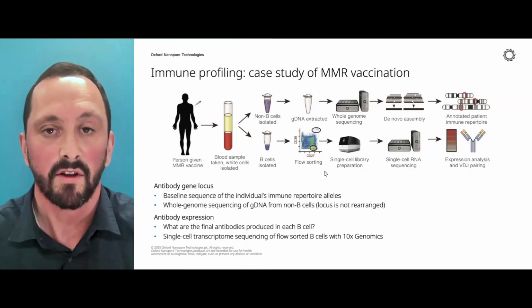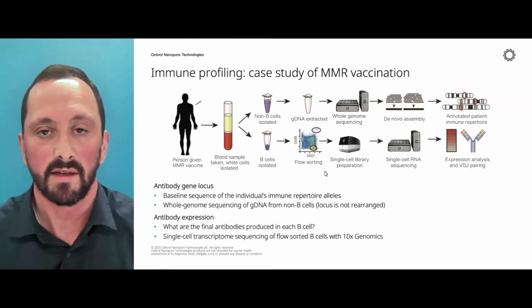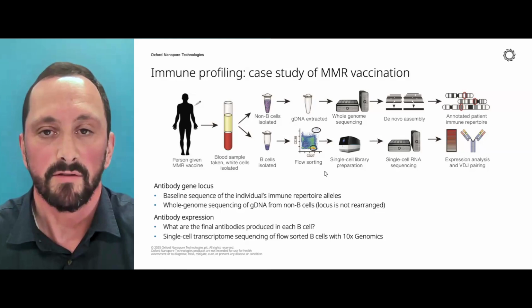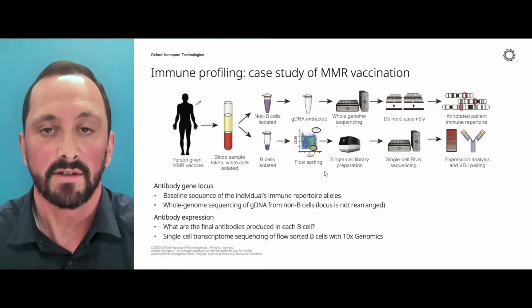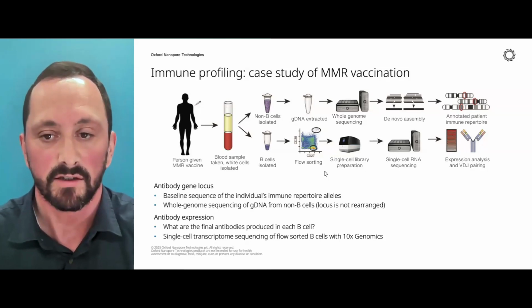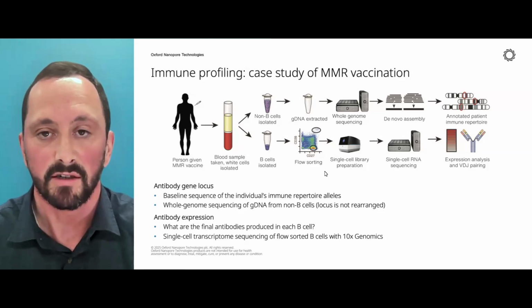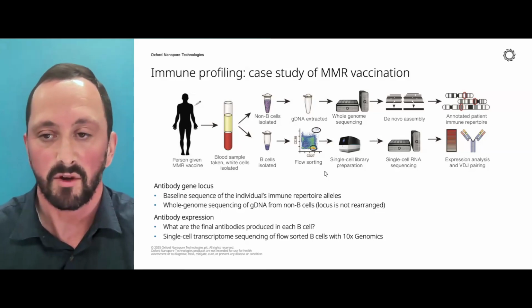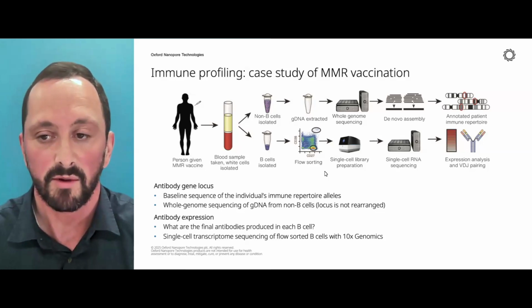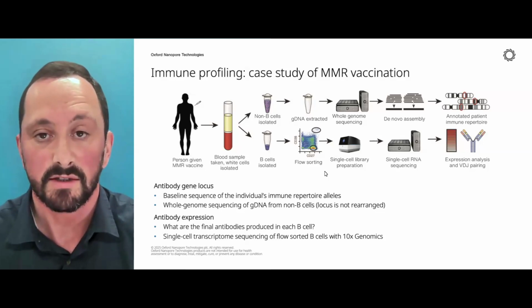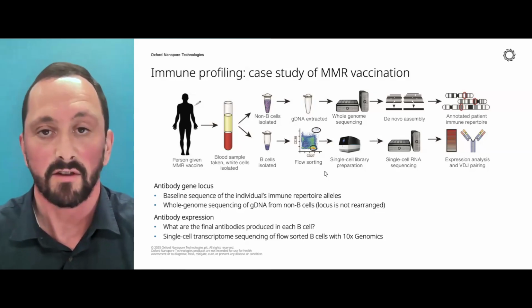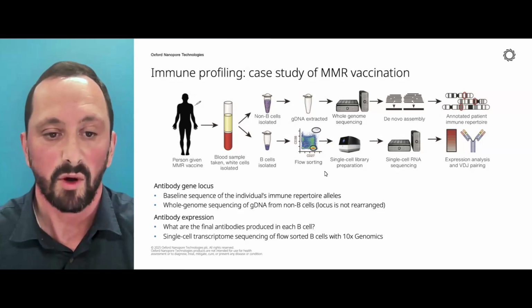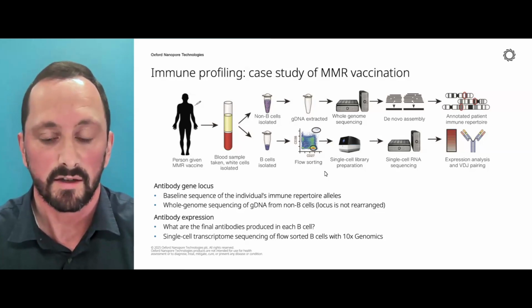And then the bottom workflow is we isolate B cells from that same blood sample, and we do FACS sorting to isolate the cells that are expressing antibodies. And we can do our single cell sequencing workflow. We did this with 10x Genomics to get the expression profile. So this is a multiomics data set from the same sample where we can pair the expressed antibody sequences with the germline alleles. And there's a lot of downstream analysis that you can do when you have both of those analysis components.